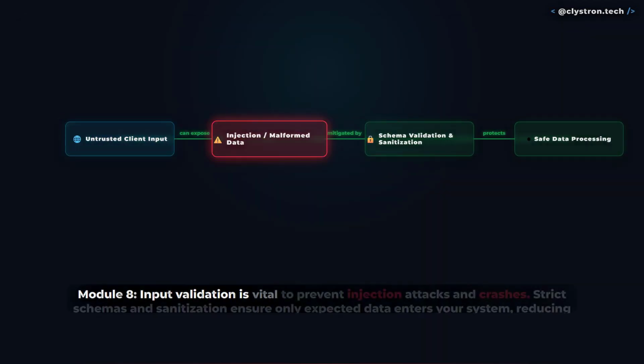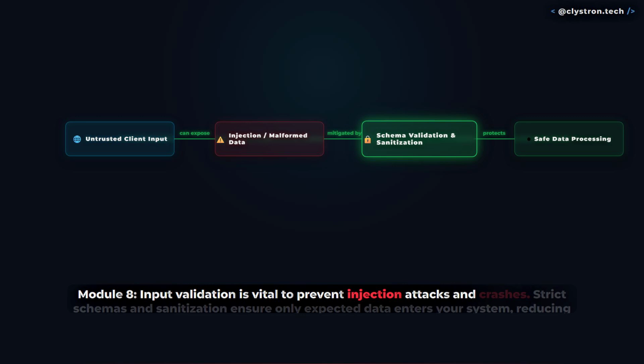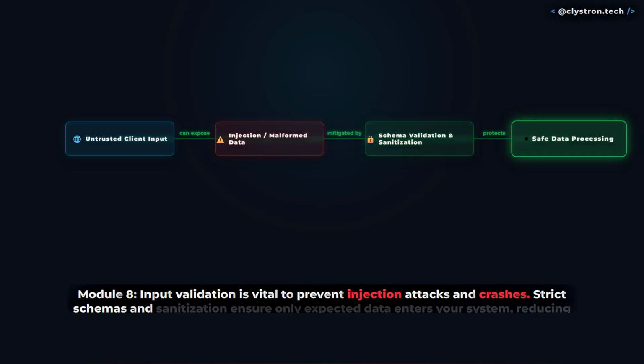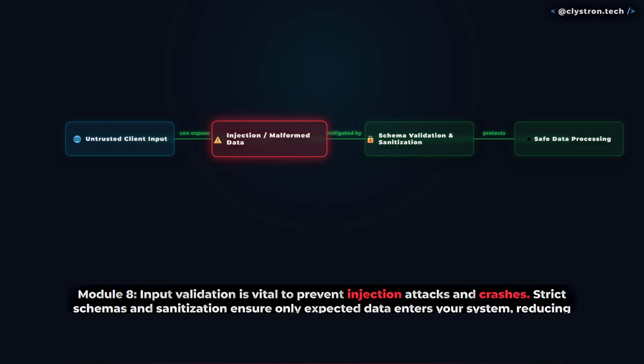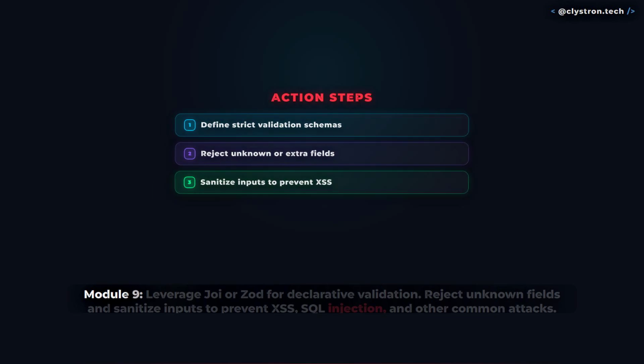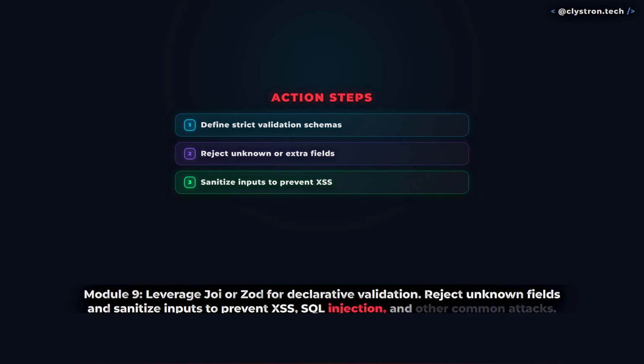Module 8. Input validation is vital to prevent injection attacks and crashes. Strict schemas and sanitization ensure only expected data enters your system, reducing attack surface. Module 9. Leverage Joi or Zod for declarative validation. Reject unknown fields and sanitize inputs to prevent XSS, SQL injection, and other common attacks.